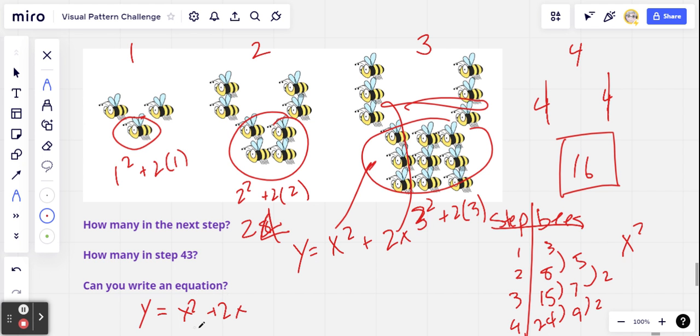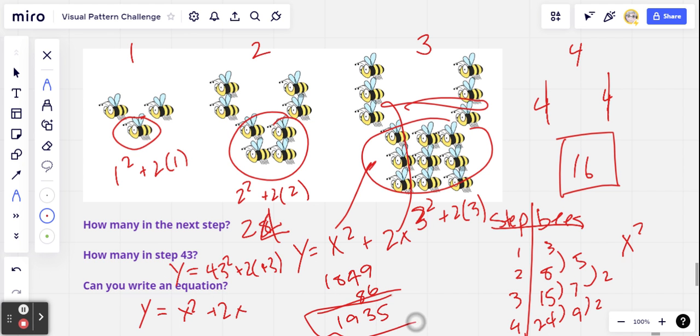To calculate the number of bees in step 43, we're just going to plug in 43 for x. So we get y equals 43 squared plus 2 times 43. And let's see, 43 squared is 1849. Got that one memorized by now. And then 2 times 43, that's 86. So that is 1935, I think. So in step 43, I'm predicting 1,935 bees. That's a lot of bees.